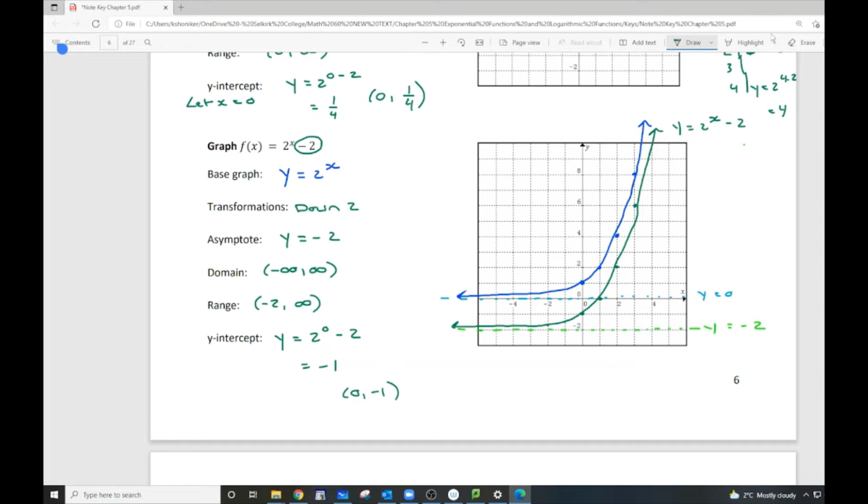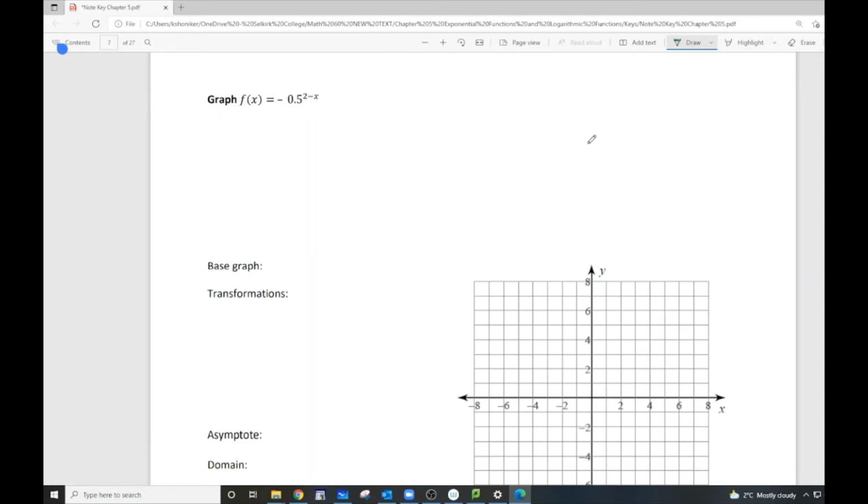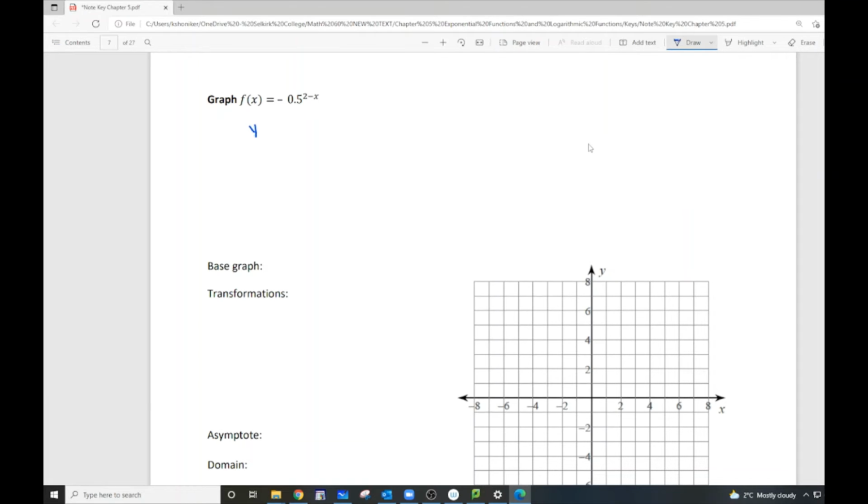All right, next one. This one's a doozy. So I've given us lots of space to figure out what our equation actually means, and then we're going to graph this. Unfortunately, there's more than one way of doing this one, which I know is sometimes frustrating. But when I look at this, the first thing I'm going to do is write this in a way that makes a bit more sense to me. I'm going to write this as y equals -1/2 to the 2 minus x.